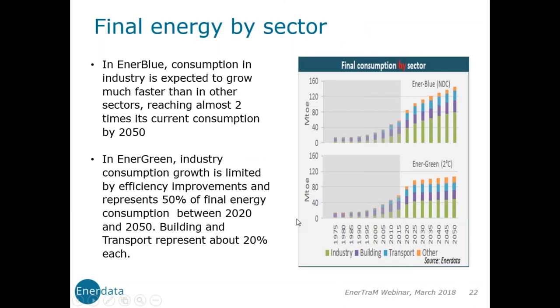As far as the final energy sectors are concerned, in EnerBlue, consumption in industry is expected to grow much faster than the other sectors, with almost a doubling of current consumption of industry by 2050. In EnerGreen, an important difference is the fact that energy consumption of industry is limited by efficiency improvements, and it represents only 50% of final energy consumption in 2050, with building and transport representing each about 20%.